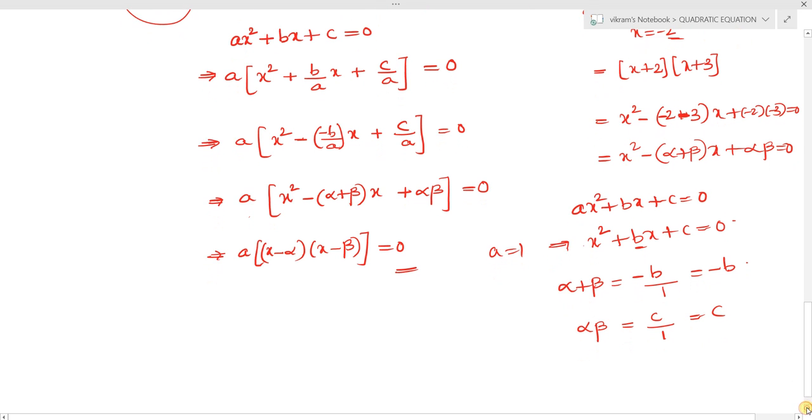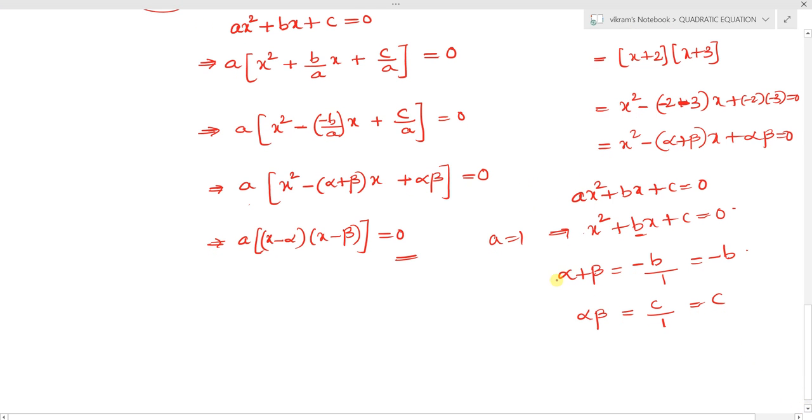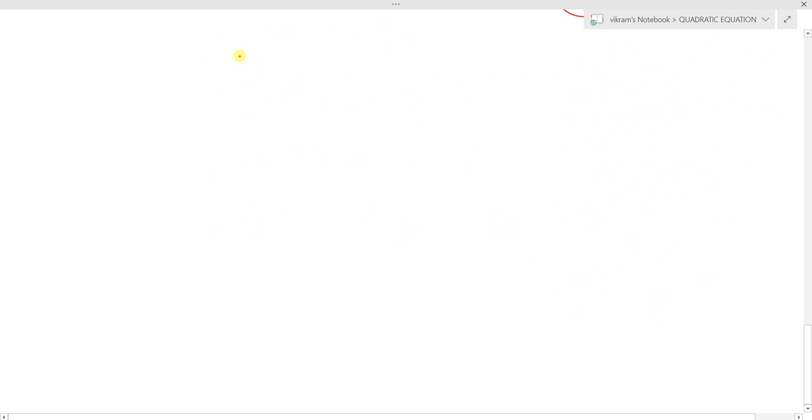That means if the coefficient of x square is 1, we can directly write the sum of the roots as minus the coefficient of x, and the product of the roots is the constant term itself. Okay, let me explain this with one example. Now we consider x square plus 4x plus 4 equals 0 as a quadratic equation. Here a equals 1. Given that a equals 1, what is the sum of the roots?